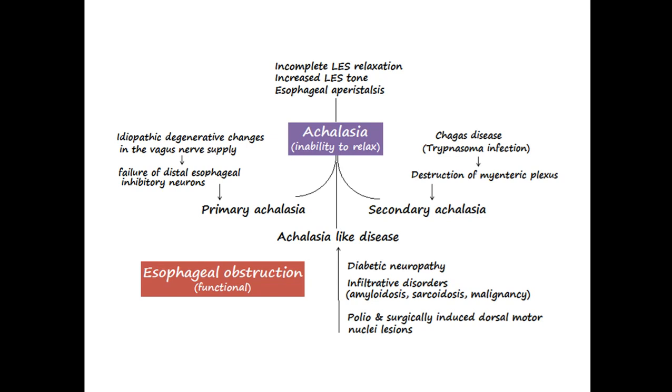And poliomyelitis also affects the nervous system and may cause destruction of the nerves of the lower esophageal sphincter and may result in a condition that simulates achalasia. Sometimes during surgery, particularly cranial surgery, the dorsal motor nuclei are destroyed during the surgical procedure, and later on it may give rise to achalasia or functional esophageal obstruction.